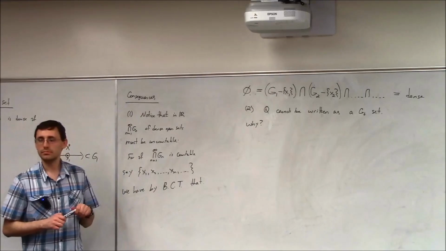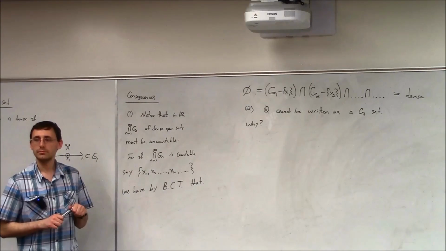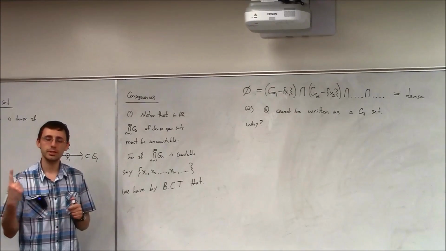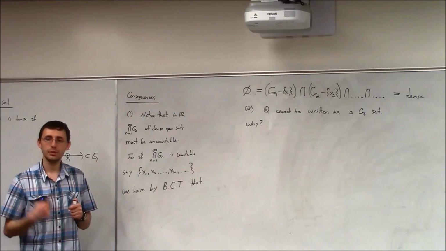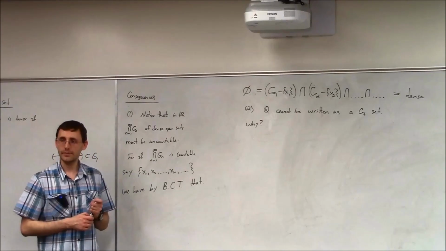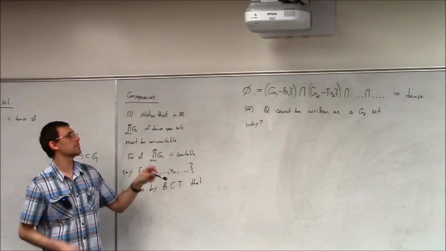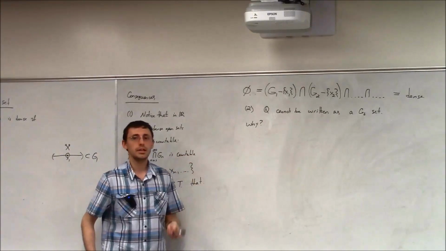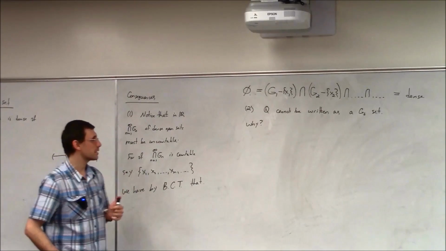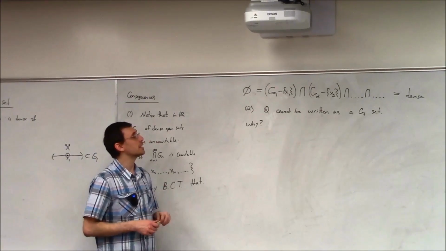So G delta set just means it's an intersection of... Yes, G delta is intersection of open sets. So Q is not a G delta set. So it's F sigma and G delta, right? And we're going to see what it means. So for Q not to be a G delta, that tells us something about continuous functions, or discontinuous functions, in fact. So Q cannot be written as a G delta set.